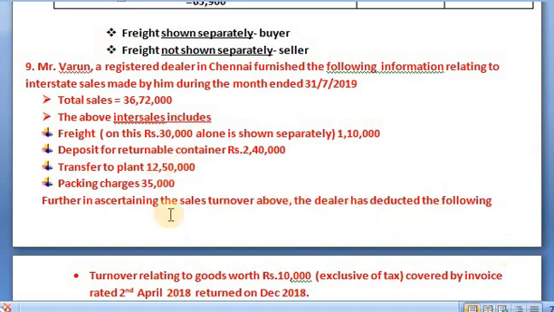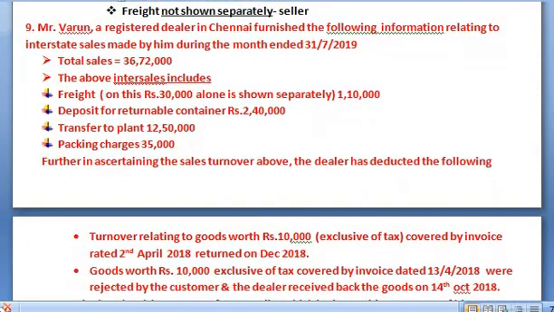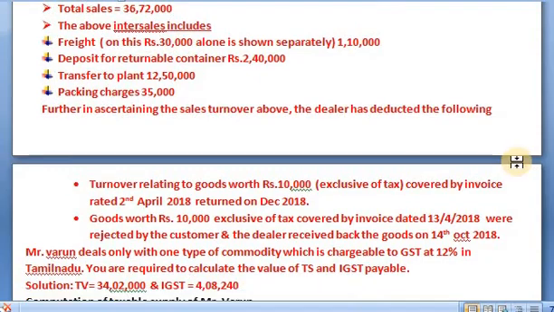Next, further, in ascertaining the sales turnover above, the dealer has deducted the following. The information says he has already deducted it, so we don't need to worry about it. Turnover relating to goods worth rupees 10,000 exclusive of tax, covered by invoice dated 2nd April 2018, returned in December 2018. April, May, June, July, August, September. Something which is beyond that.